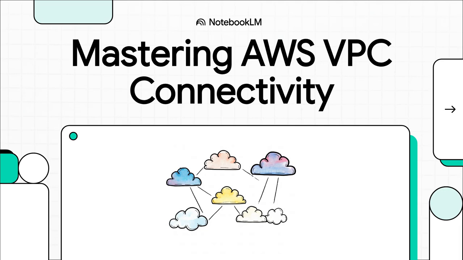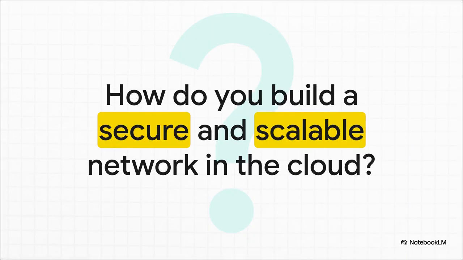Today, we're going to demystify something that's absolutely fundamental, but also super powerful in the AWS cloud: network connectivity. We're going to break down all the essential pieces you'll need to build a really secure and scalable network step by step. So here's the big question, right? How do you actually do that? How do you carve out your own private, protected space in this huge world of the public cloud?